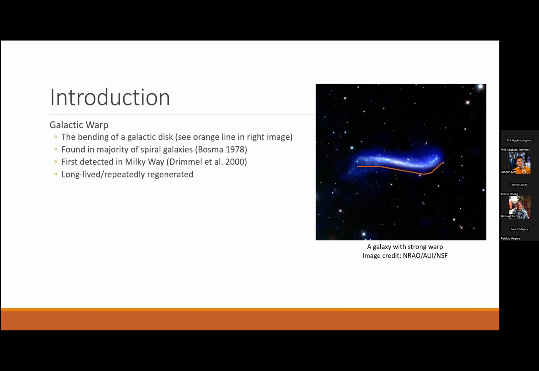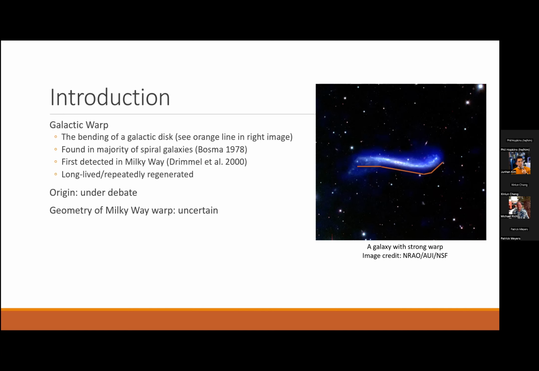It was found in the majority of spiral galaxies, and it was first detected in the Milky Way around 2000. It was believed to be either long-lived or repeatedly generated. However, we are not sure of it. The origin of the warp within the Milky Way is still under debate.